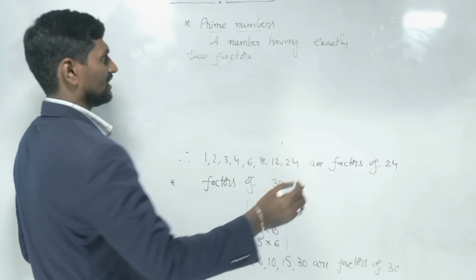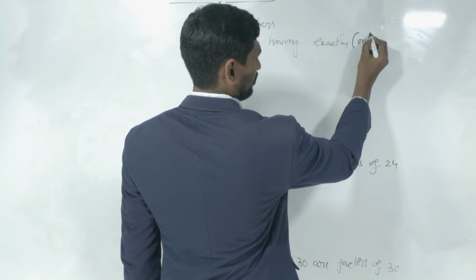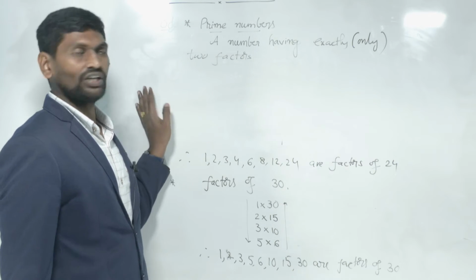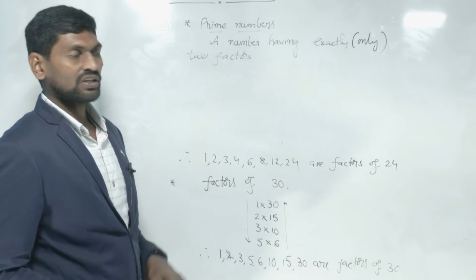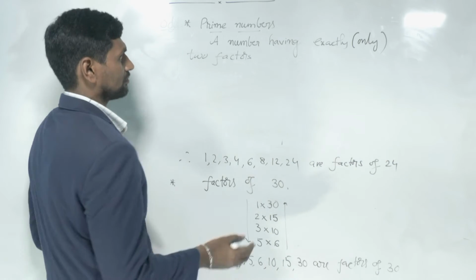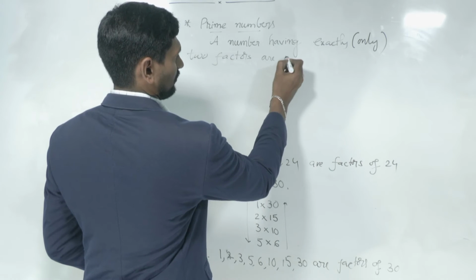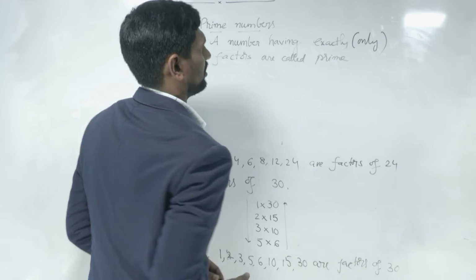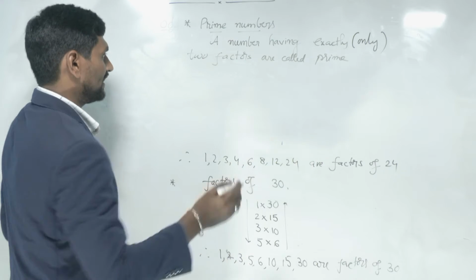Numbers having exactly, only two factors, are called prime numbers. Okay? Examples.